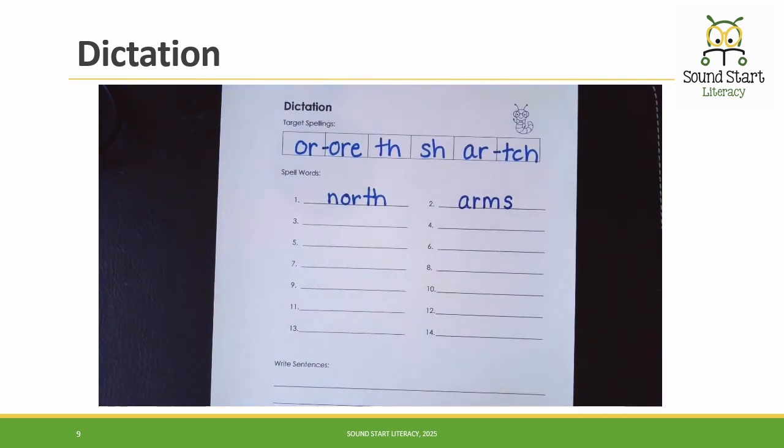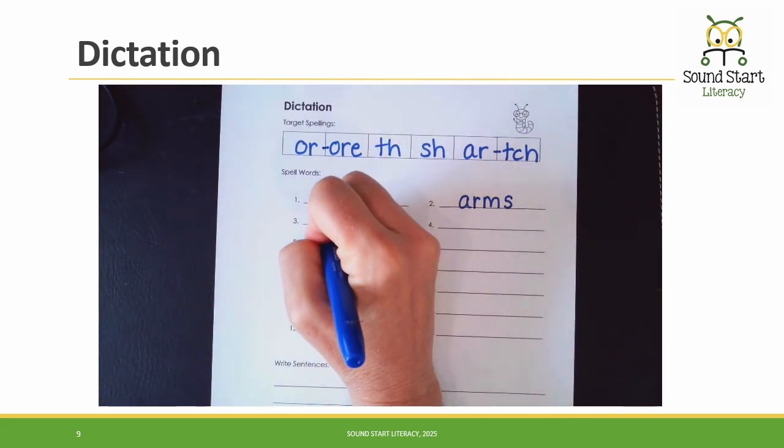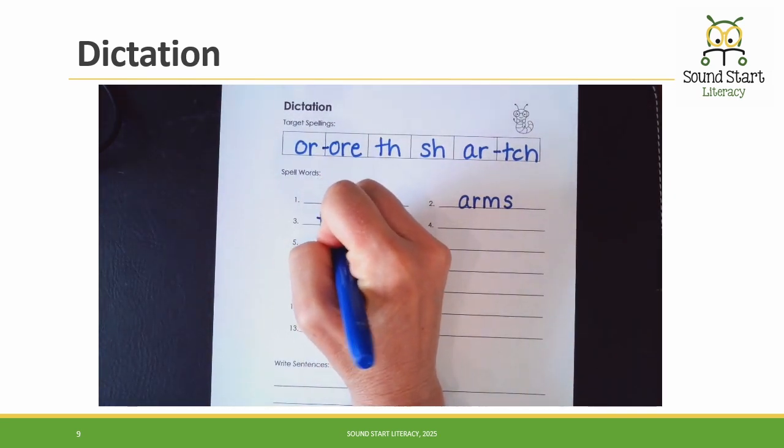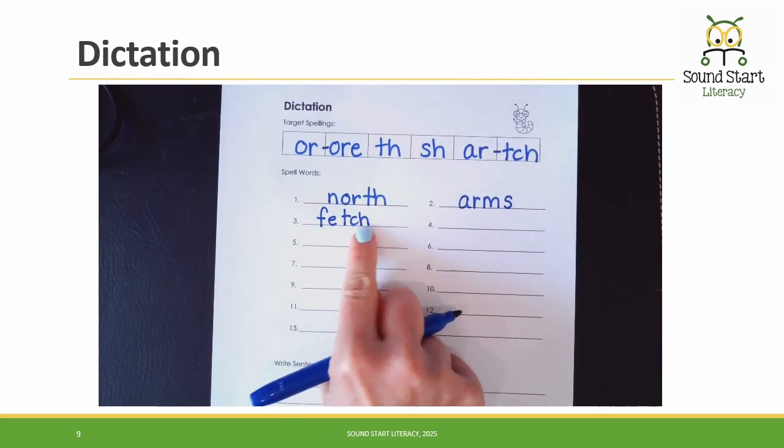Okay, I'll do one other example. So the word, let's do the word fetched. My dog fetched the stick. What's the base word in fetched? Fetched. Fetch. Okay, so let's finger spell fetch. Fetch. Now let's say and write fetch. Ch. Now, how do we turn fetch into fetched?